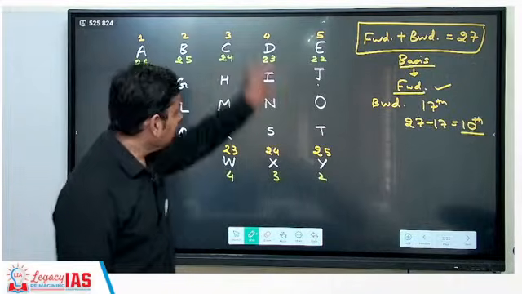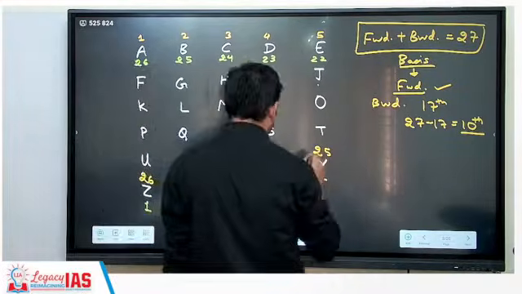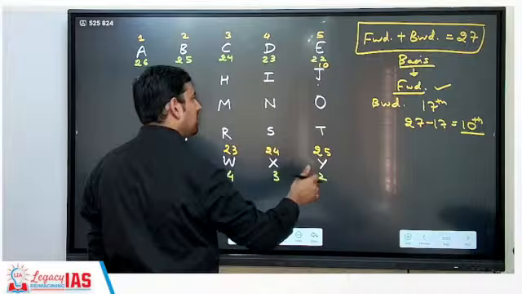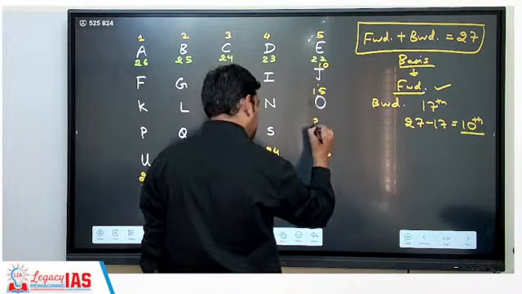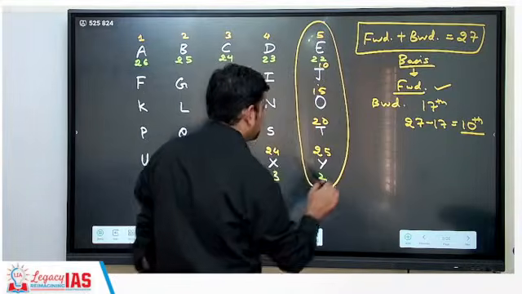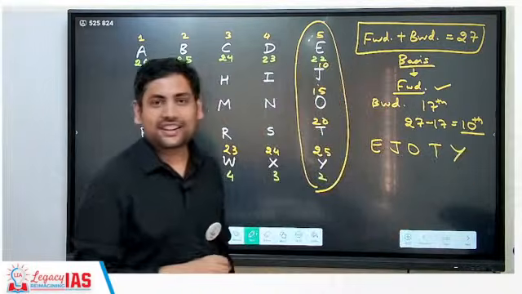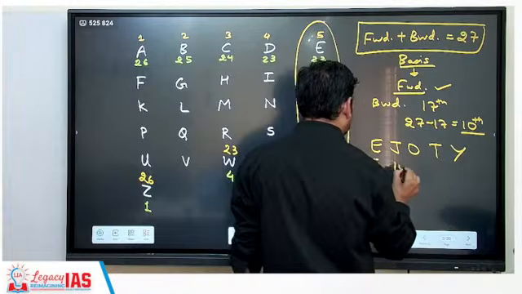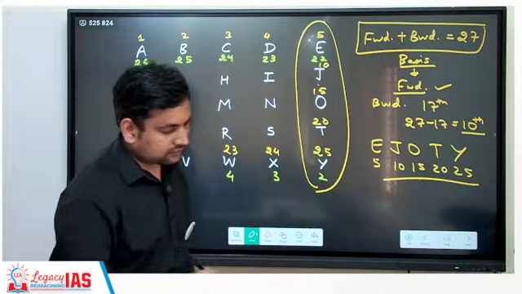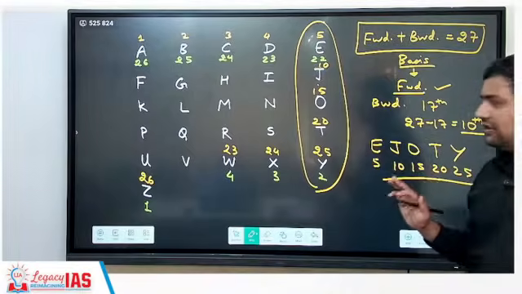Now, how do you remember these orders? Of course, you can always count A, B, C, D, but a much better way would be this. This is 5. Then this is 10, because I have written 5, 5, 5, 5. Then this becomes 15, this becomes 20, and this is 25. This is what you always remember. This is called E-jotty. E-jotty is 5, 10, 15, 20, 25. Understood? So now these are the letters that you have to remember.